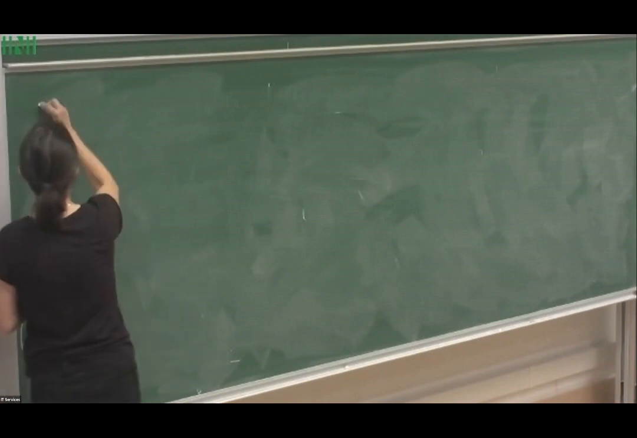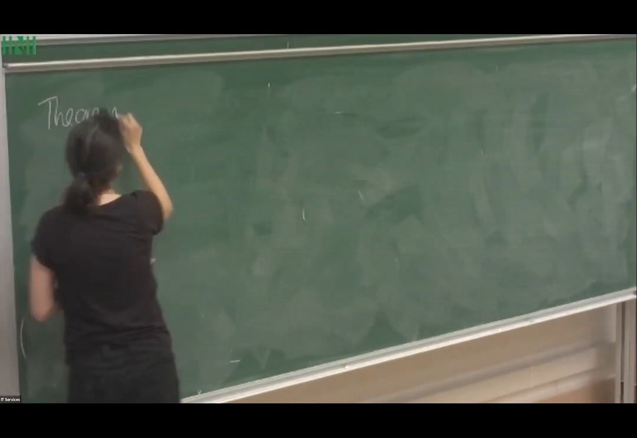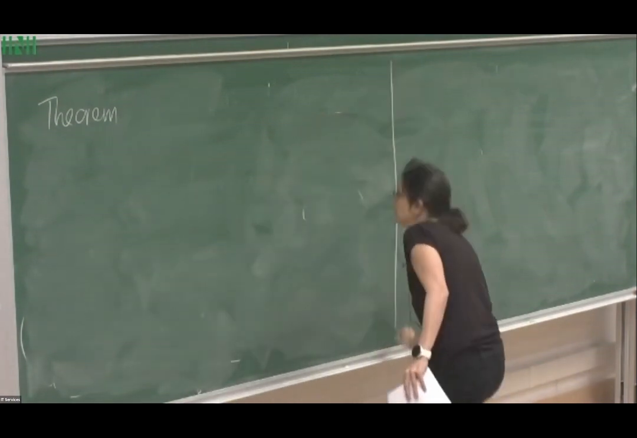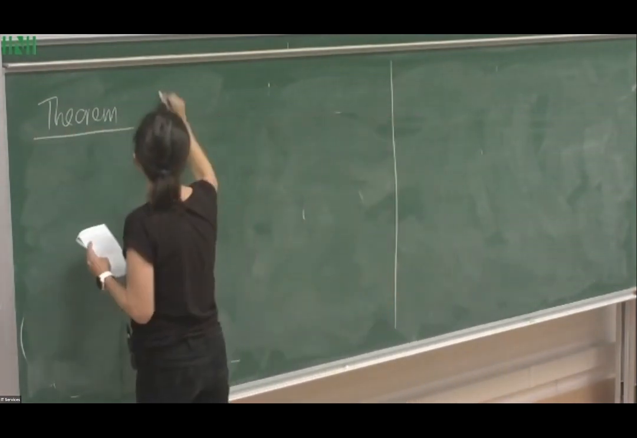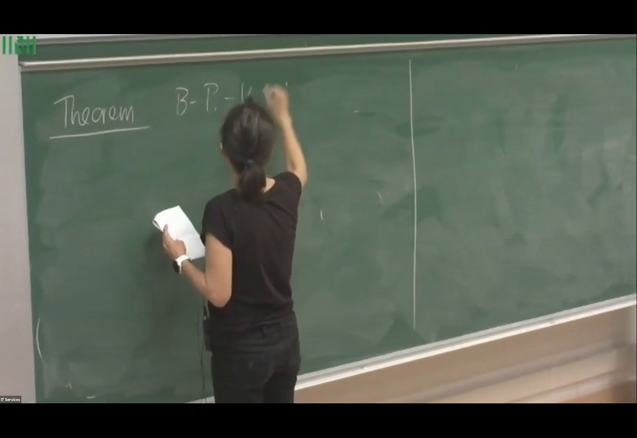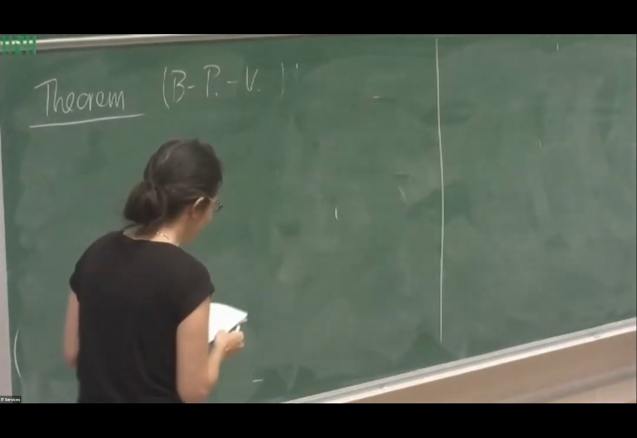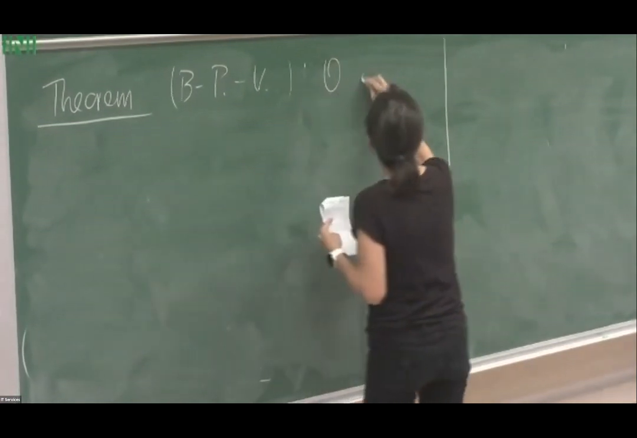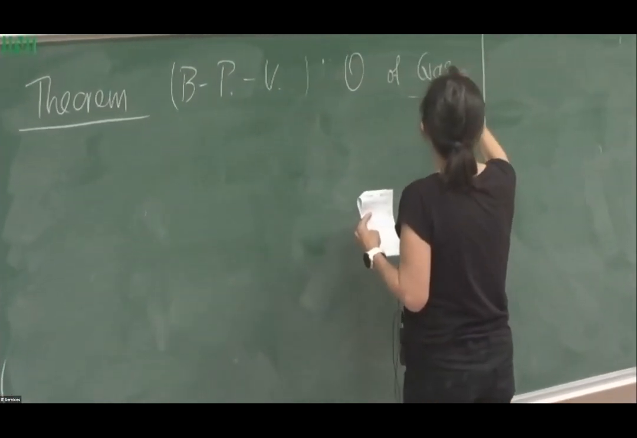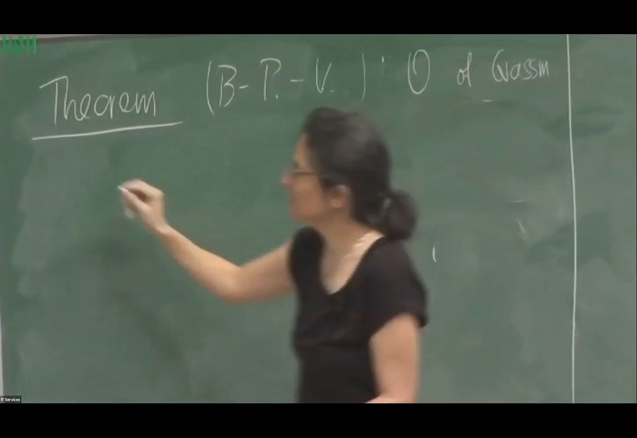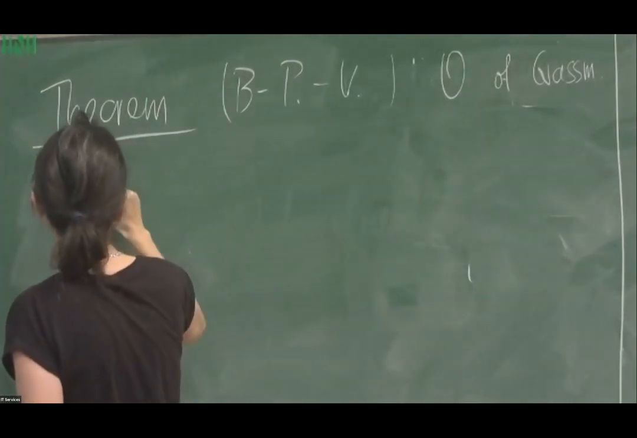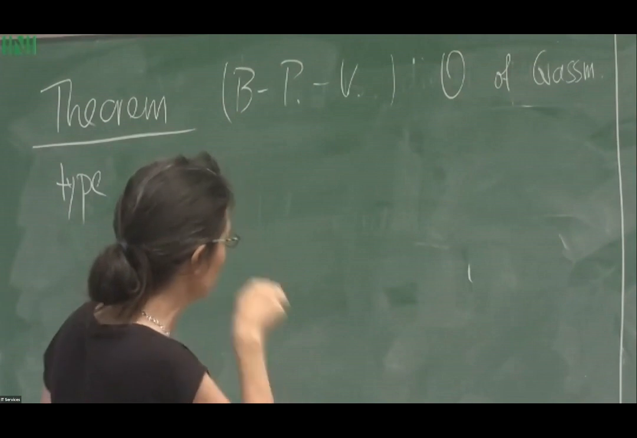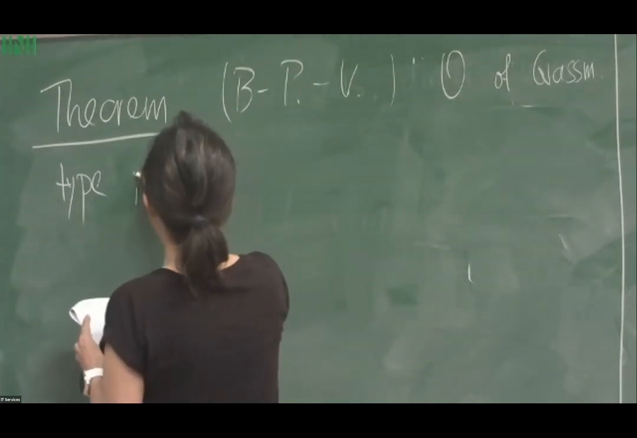O is an orbifold diagram of Grassmannian type. I know I have to explain what that is. I'll do that.